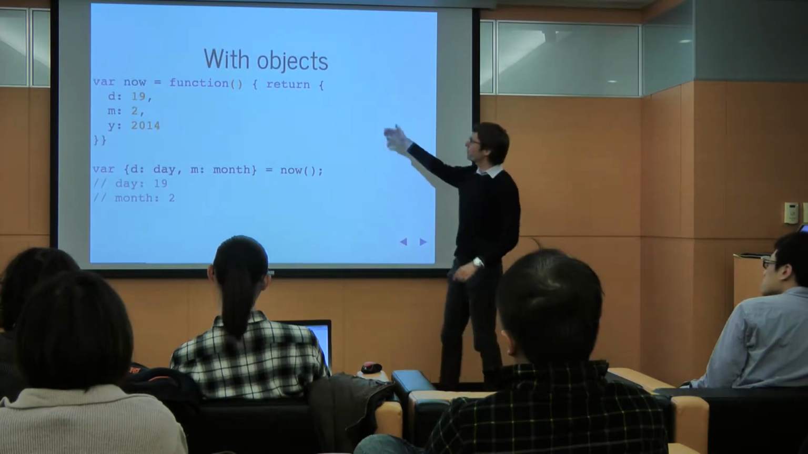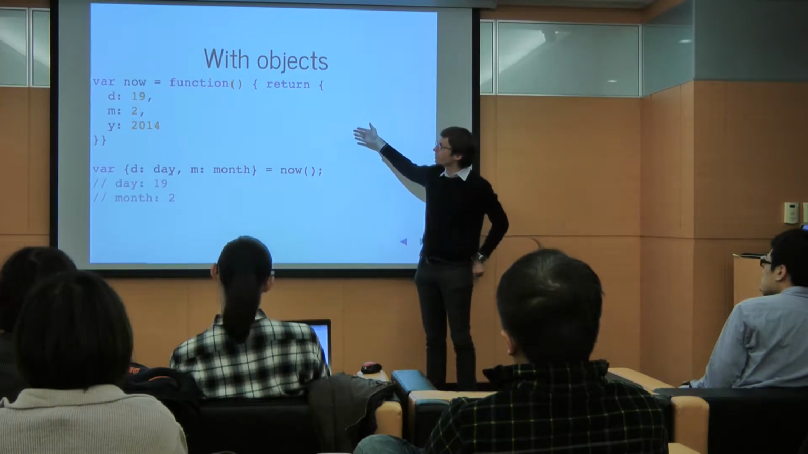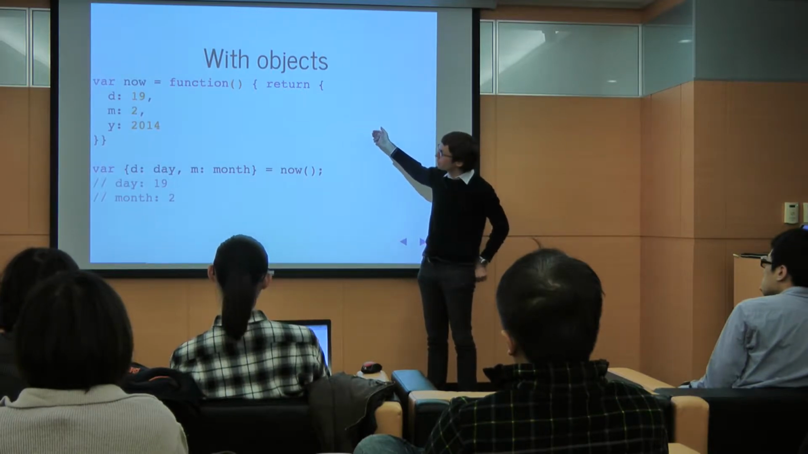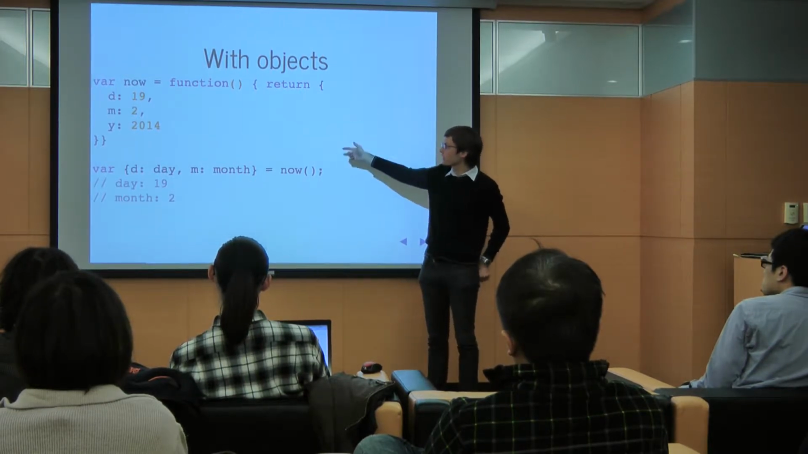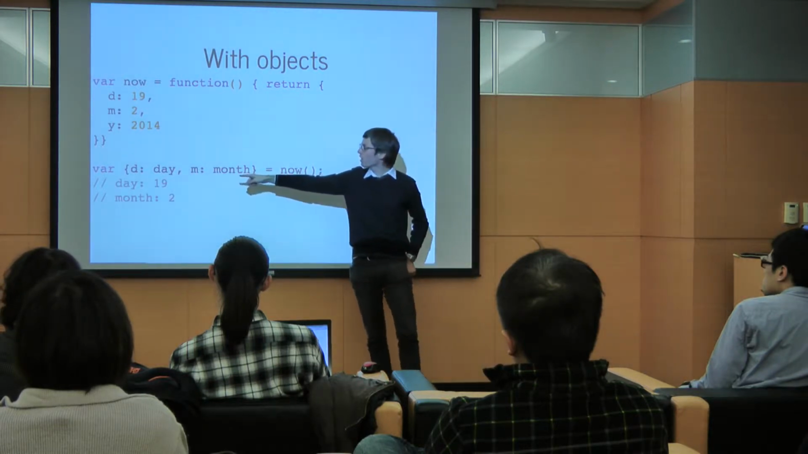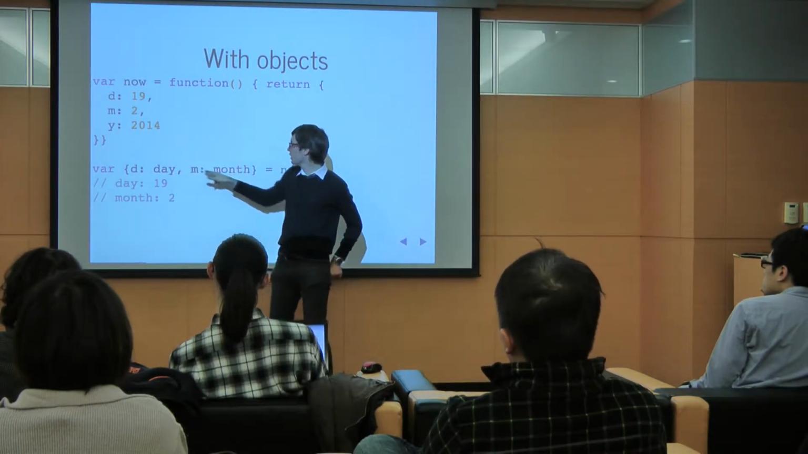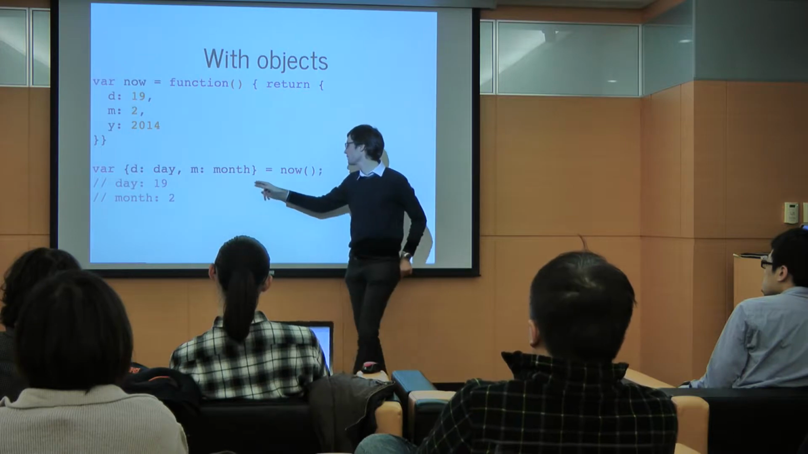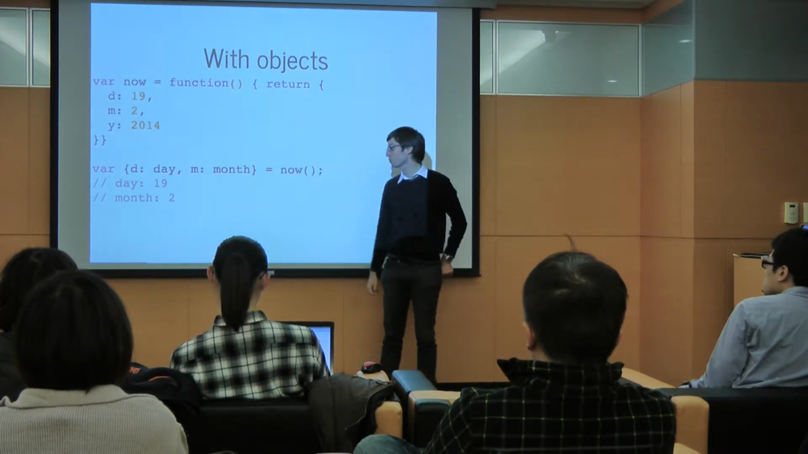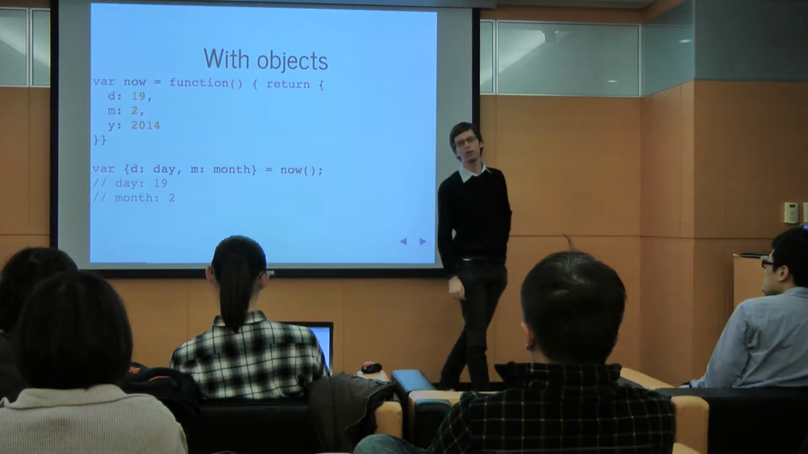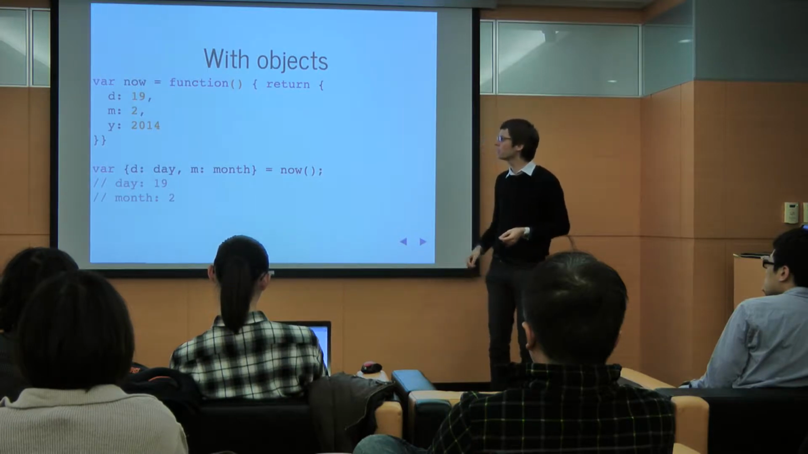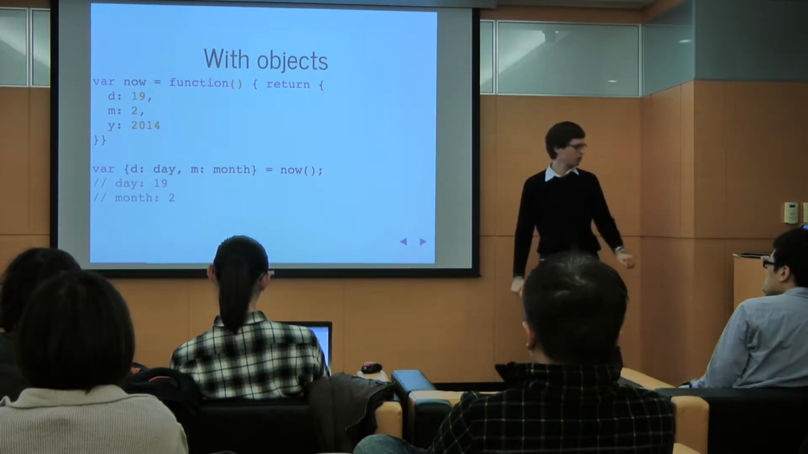You can do that with objects too. So let's say we have a function which returns the date, which is actually today, as an object. You can directly declare your variables and assign them at the same time using this destructuring assignment. Again, nothing groundbreaking, but it's still pretty nice to use.